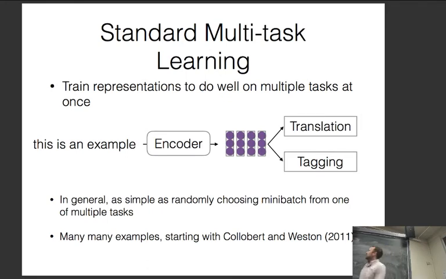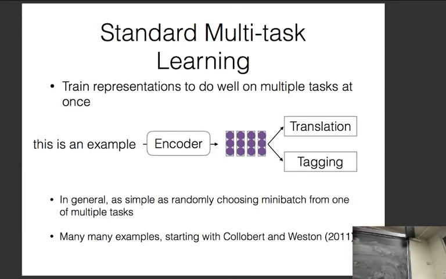And there are many, many examples of people doing this, starting from Collobert and Weston, which was one of the first major recent papers on neural networks for NLP. And then you can read a whole survey of all of the things. So if you find your favorite task in that list on the survey, you can find an example of somebody doing multitasking on it.